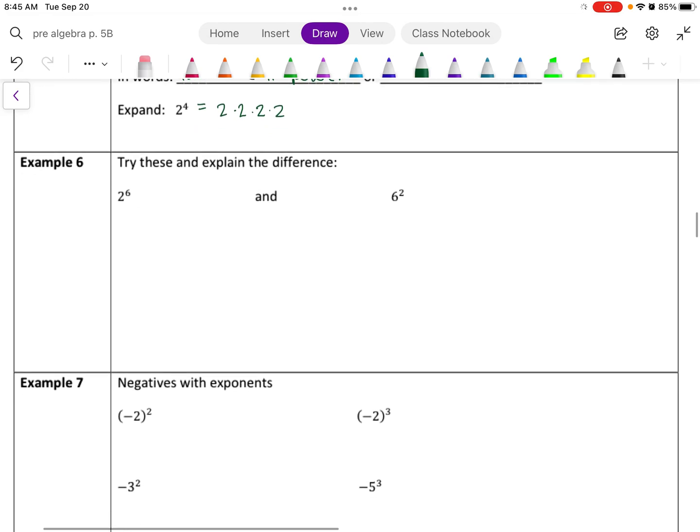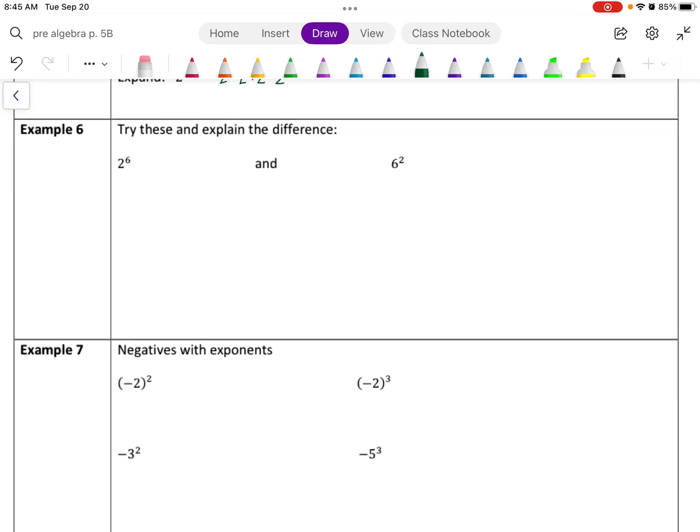So example 6, try these and explain the difference. Well, 2 to the sixth power, our base is 2, our exponent is 6. So we want 2 six times. 6 to the second power, our base is 6, and our exponent is 2. So this means we want 6 twice. Okay, so these are very different.